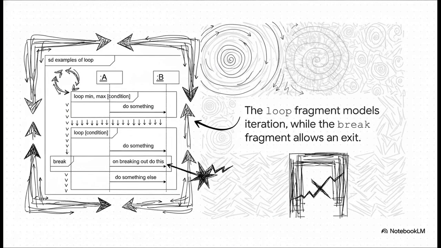And for iteration, it's pretty intuitive. We use the loop fragment. Everything inside that box just repeats as long as the loop's condition holds true. Now, if you need a way out, that's what the break fragment is for. It gives you an explicit exit. If the condition for the break is met, the sequence inside it executes, and then boom, the loop is done.